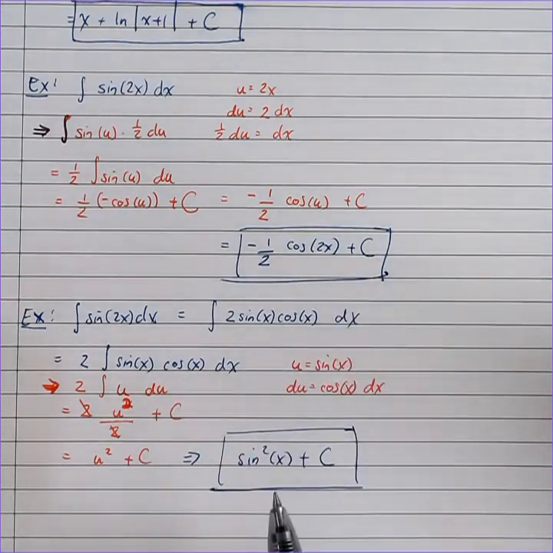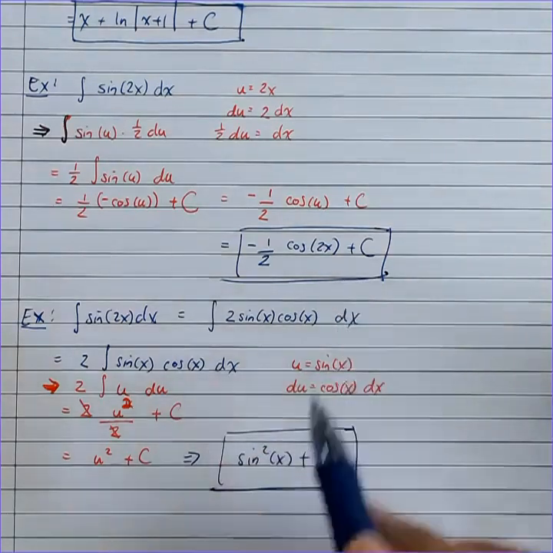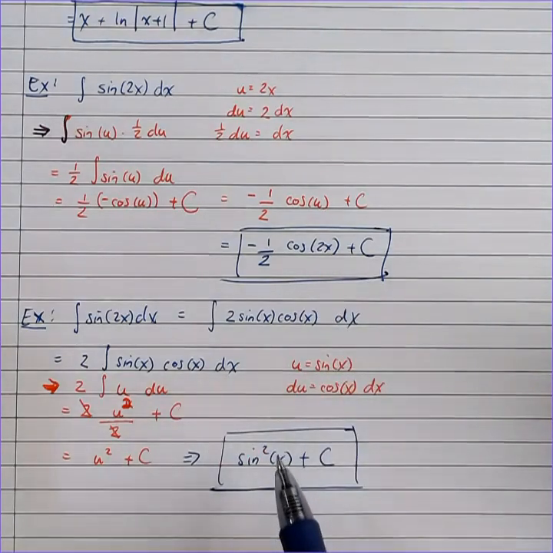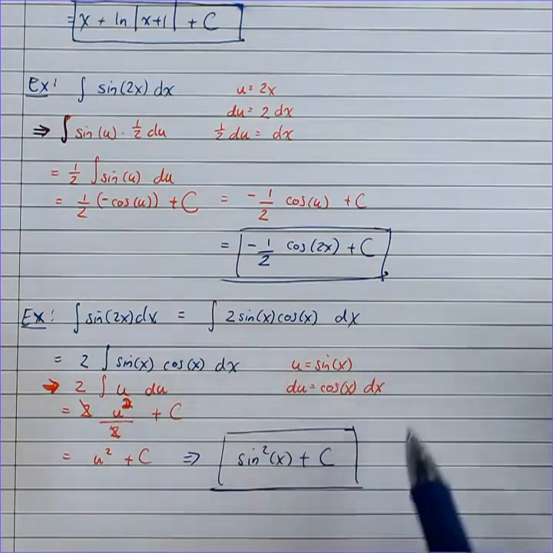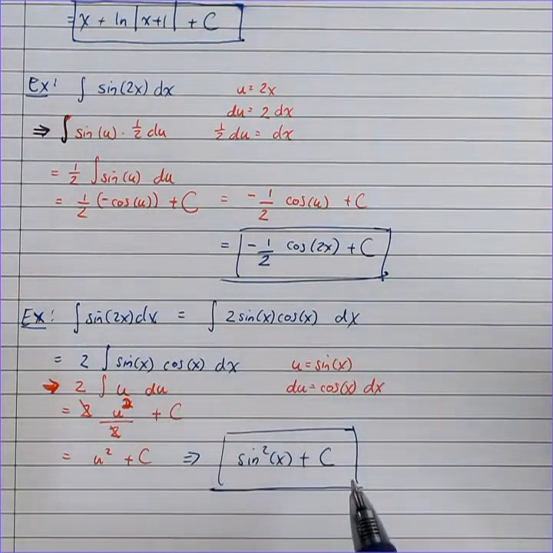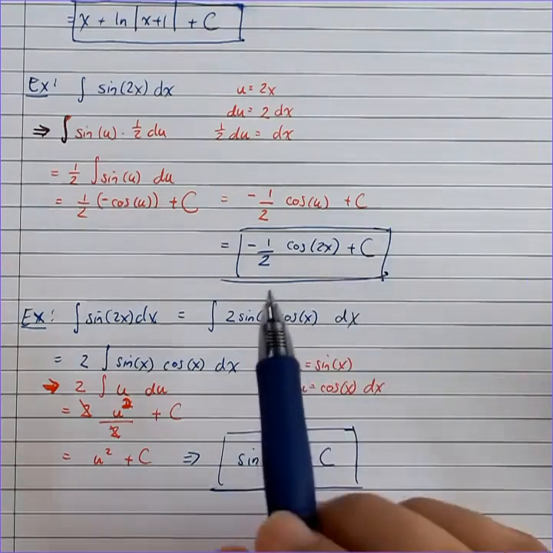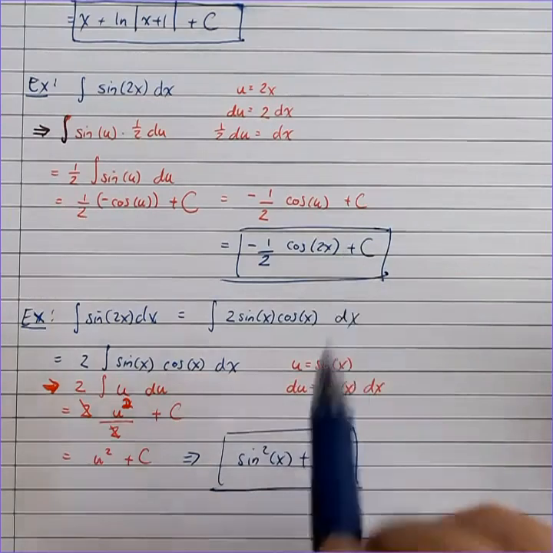Both of these are correct, and using trigonometric identities, you could confirm that this is equal to that, or vice versa. You can confirm that this is equal to that. Which one is correct, though? Which one is the better answer, the simplified one? They're both fine. There is no reason why this one is better than that one or vice versa.